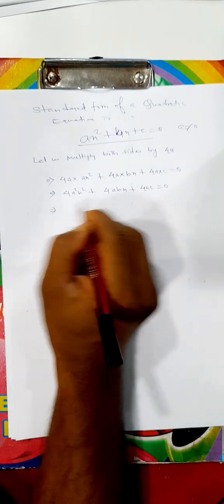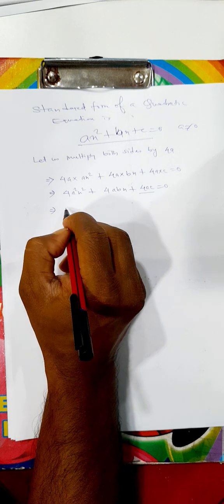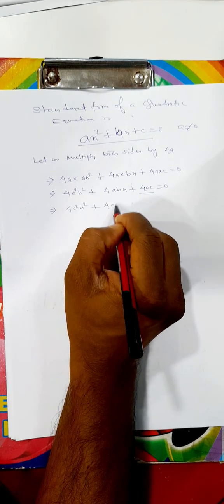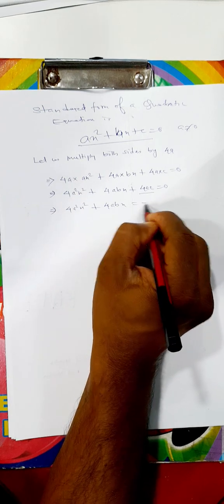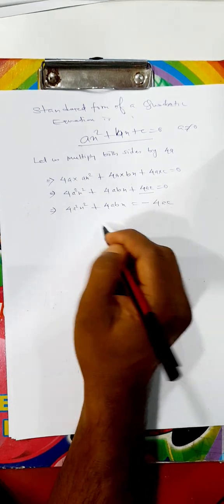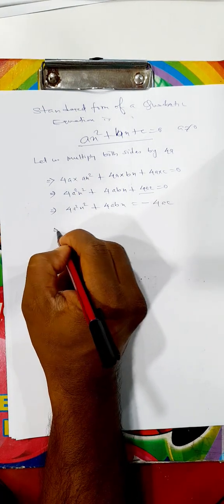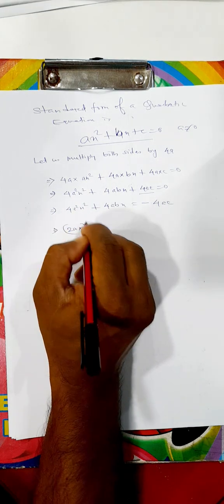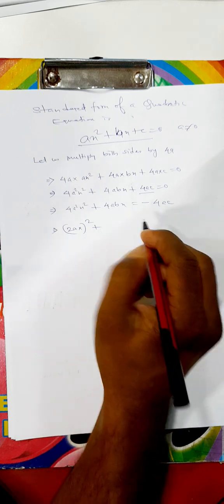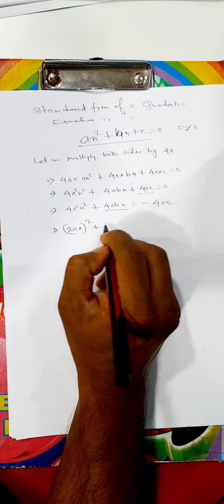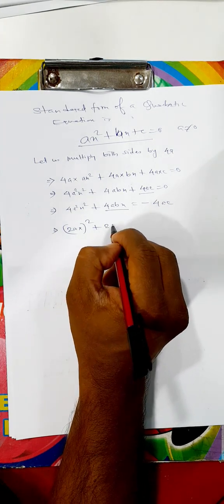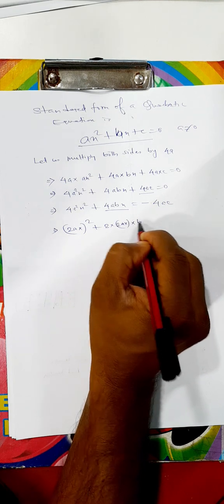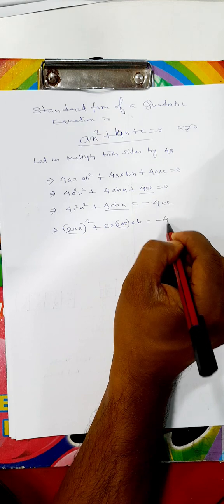Now let us transpose this term to the right hand side. 4a square x square plus 4abx equal to minus 4ac. Now you see this is a perfect square, right? Twice of ax whole square. Now you can write it as a product of 2 into twice of ax into b equal to minus 4ac.